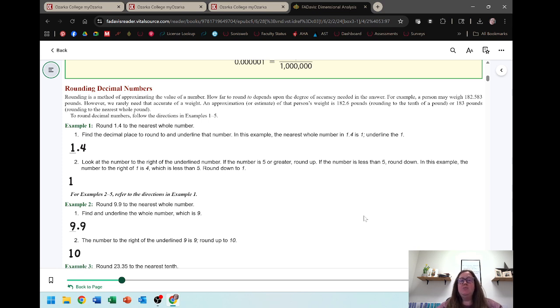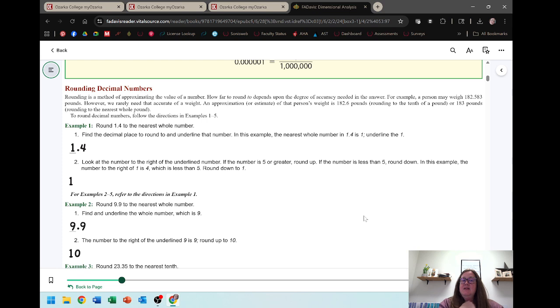So example 1 says round 1.4 to the nearest whole number. So a whole number is like the number 1, or it's the ones value. So when we are rounding, we look to the number to the right of the place value we're rounding to. And if it's a 4 or less, we're going to keep our number the same. And if it's 5 or greater, we're going to round up, essentially.